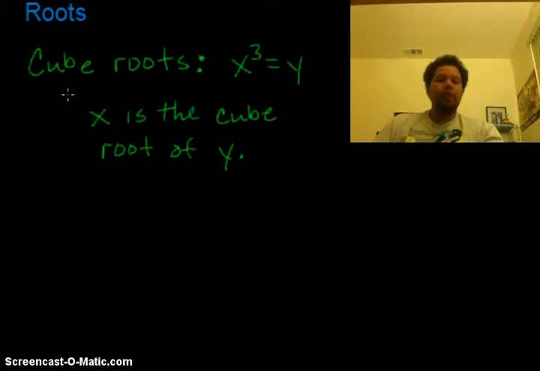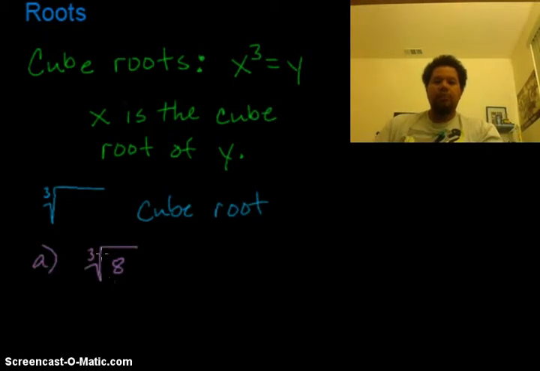Okay, so the second type of root we are going to cover is cube roots. And again, we have our symbolic definition where we have some number x raised to the third power equals y, which leads us to the fact that that number, x, is the cube root of y. And cube root also has its own symbol. It looks just like the square root except it has a little floating 3 out here. This is the cube root radical.